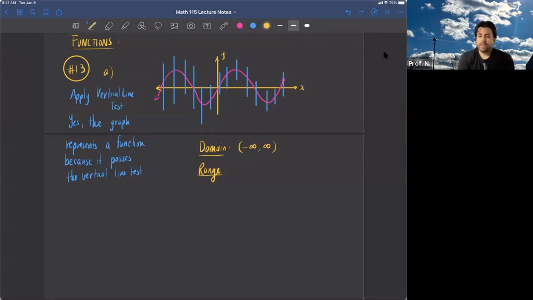Now, what's going to be my range? My range is going to be all the y values. If we consider that every box is only 1 unit, it's going to be everything in between what? +1 and -1. So everything in between the y values here is going to be my range. So my range will be from -1 to +1.